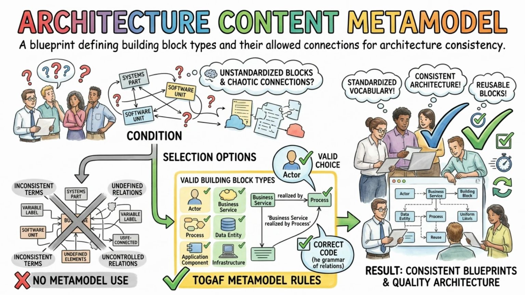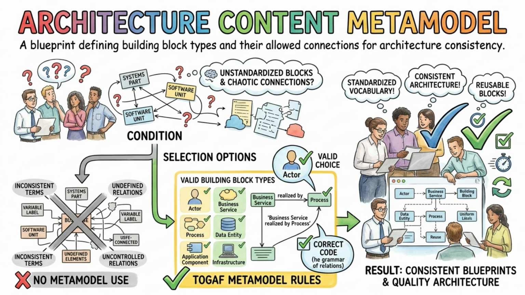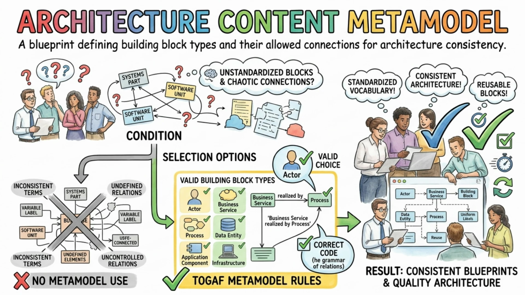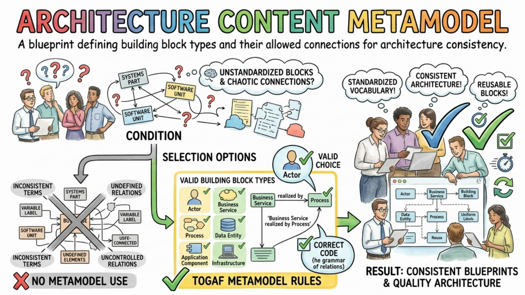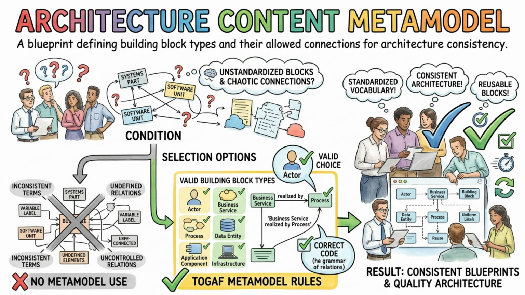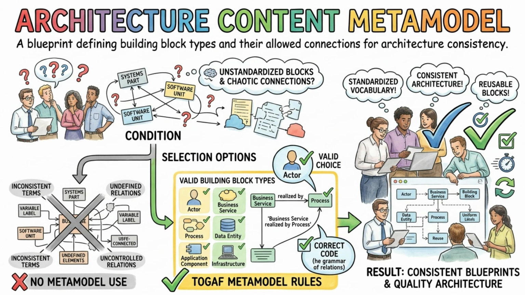To ensure that everyone uses the same building blocks in the same way, the TOGAF standard provides the architecture content metamodel. The metamodel is essentially a blueprint for the architecture itself, defining all the acceptable building block types and how they are allowed to connect. It acts as a strict dictionary and grammar guide for enterprise architects, ensuring a standardized vocabulary. Exam questions often ask you to define the metamodel as the rule set that dictates how architectural elements are classified and related to one another.